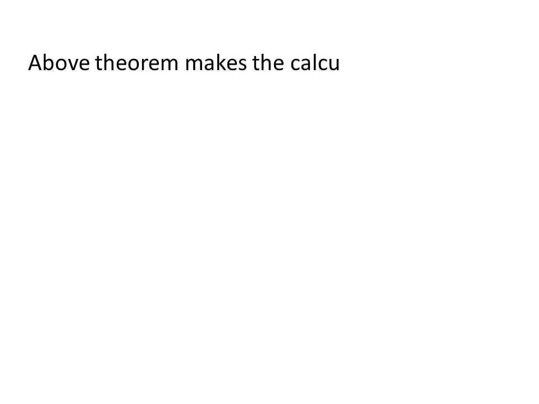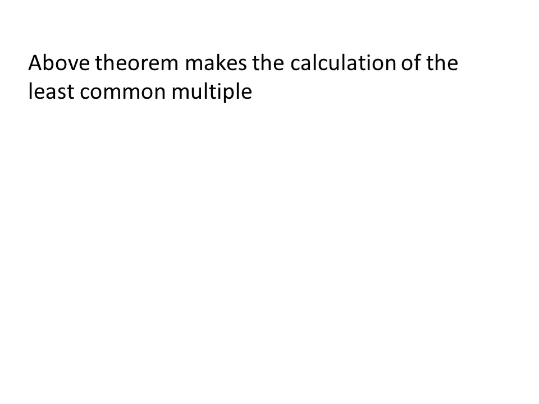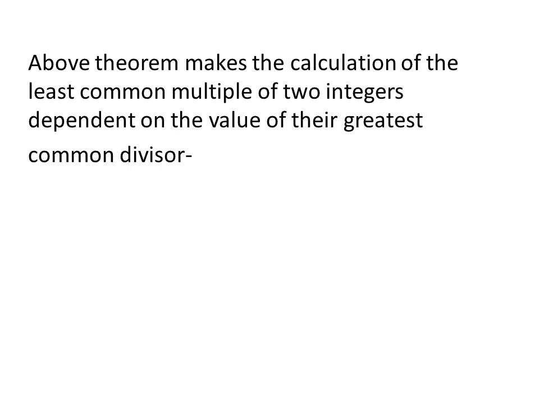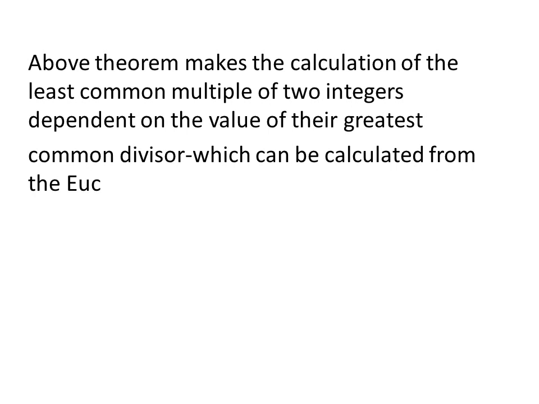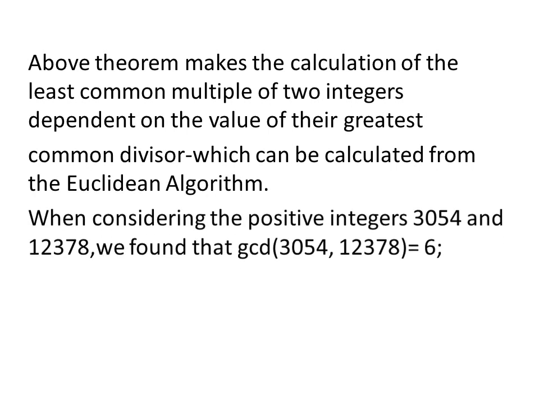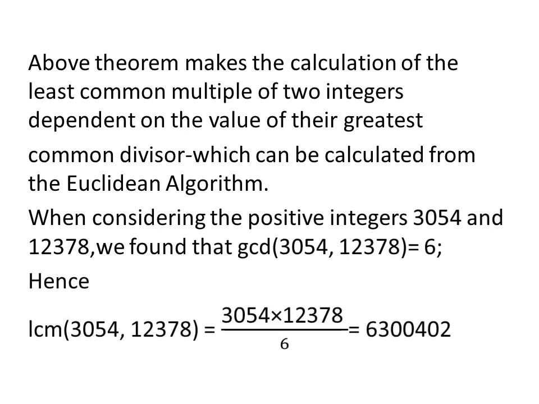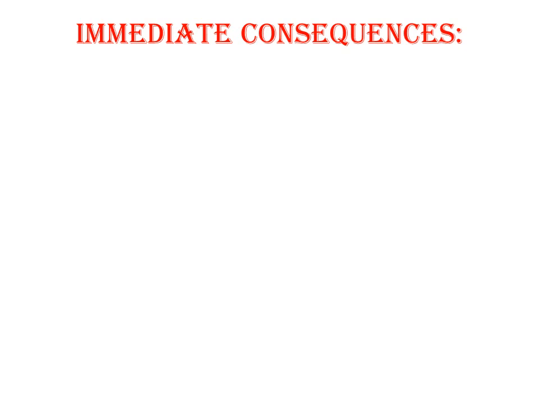The above theorem makes the calculation of the least common multiple of two integers dependent on the value of their greatest common divisor, which can be calculated from the Euclidean algorithm. We have seen it, right? So we have calculated GCD of 12,378 and 3054, which was 6. So by using the above formula, we can find LCM of these two numbers, which is just their product divided by GCD. So which is nothing but this digit. These are all immediate consequences of theorems which we have studied. You can read it for your extra knowledge.